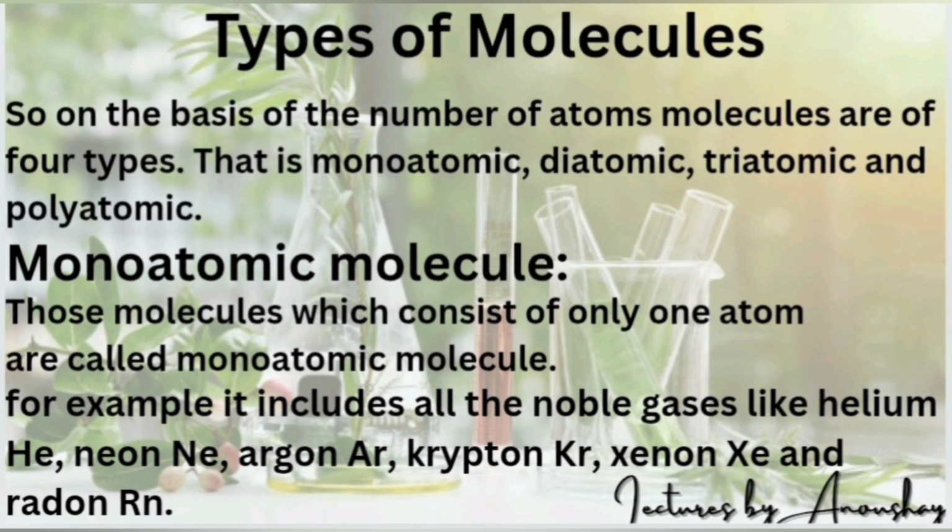That is monoatomic, diatomic, triatomic, and polyatomic. They are described as follows. First, monoatomic molecule. Those molecules which consist of only one atom are called monoatomic molecules. For example, it includes all the noble gases like helium, neon, argon, krypton, xenon, and radon. As I said, they never go for any reaction, so they always exist in atomic form.